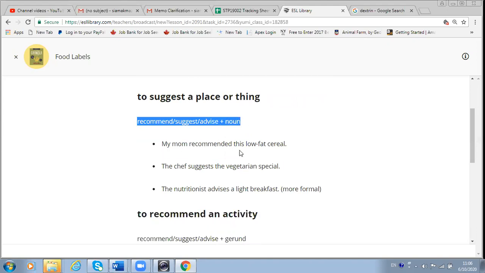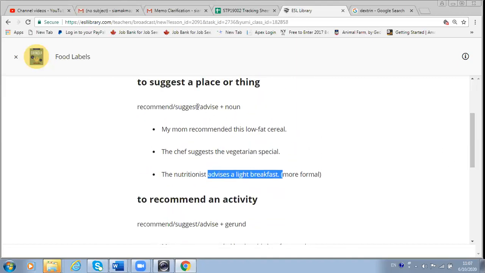Like my mom recommended this low-fat cereal, or the chef suggests the vegetarian special. The nutritionist advises a light breakfast. So it is advises a light breakfast, and it is more formal. So this is one use, you know that. It's the easiest one that you can have.